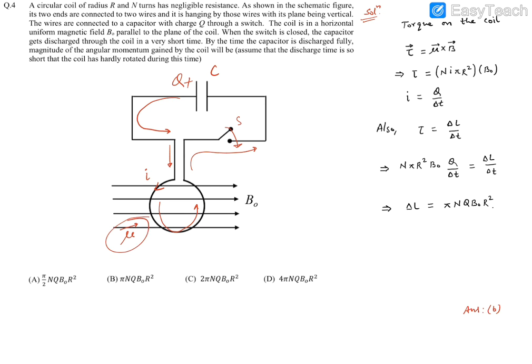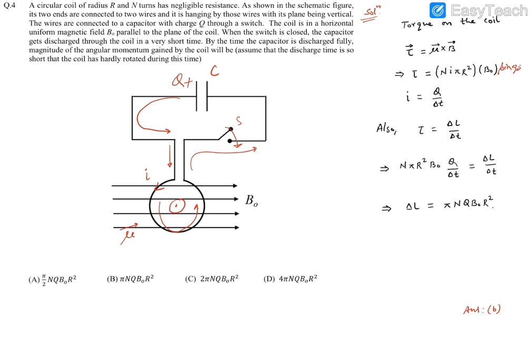Now this mu is basically N times I into the area of the loop. So we will write it as N times I and area, which is pi r squared, into the magnetic field, which is B naught, and sine theta. When we are writing the magnitude, the cross product will have a sine theta. So here you need to write the sine of the angle between mu and B. The mu vector is going to be outward to the screen, and B is in the plane of the screen, so they will have 90 degrees. Sine 90 is 1, so it will not be there anymore.